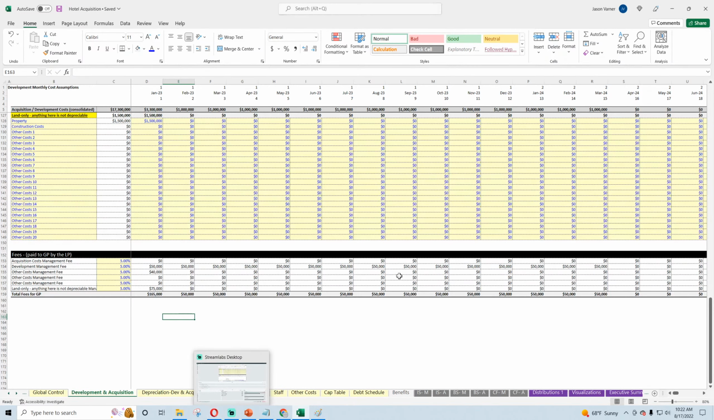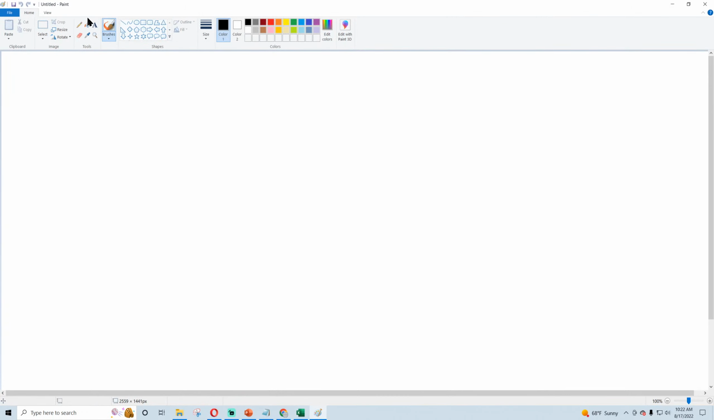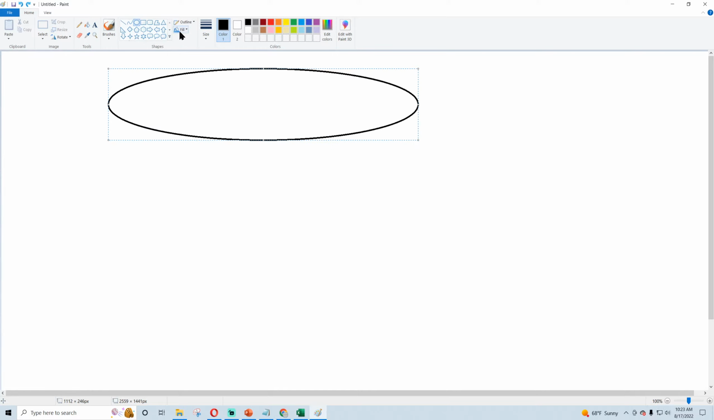All right, let's look at this structure here, guys. Now look at this. We're modeling GP and LP in this deal. We have the basic structure. There's one deal. Here's the deal.